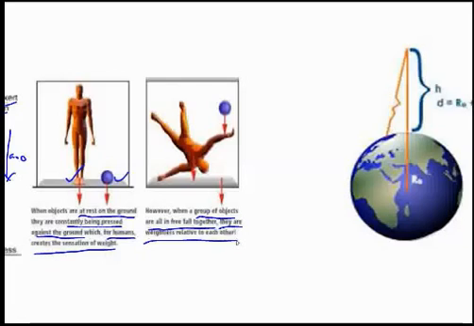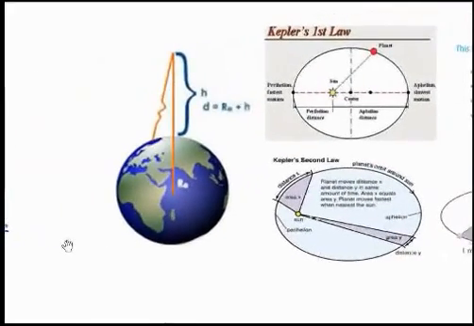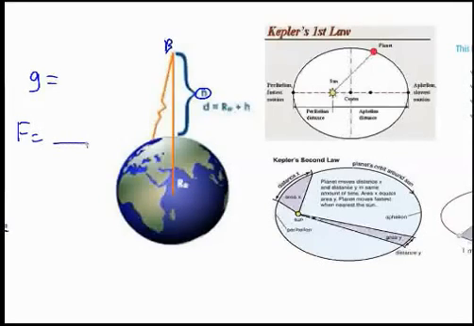Now let us go and understand what would be the variation of acceleration due to gravity when the object is at a distance h from the surface of the earth. Now if a body B, for example, is at a height h above the ground, then the gravitational force is directly proportional to the mass of the object and inversely proportional to the square of the distance between them.